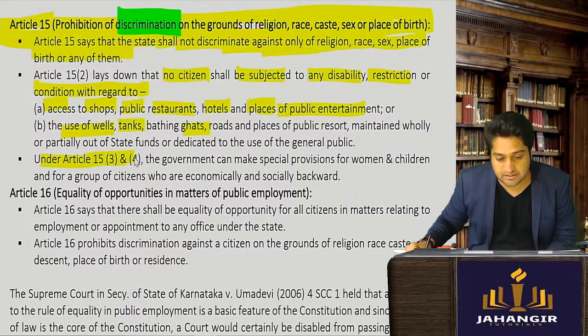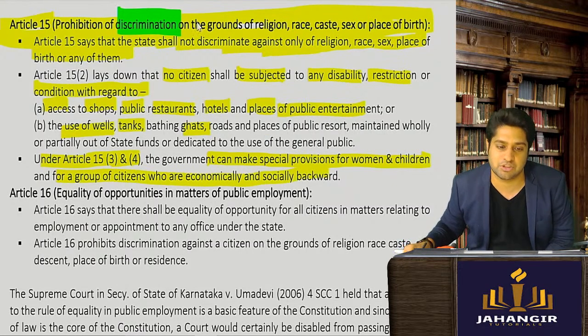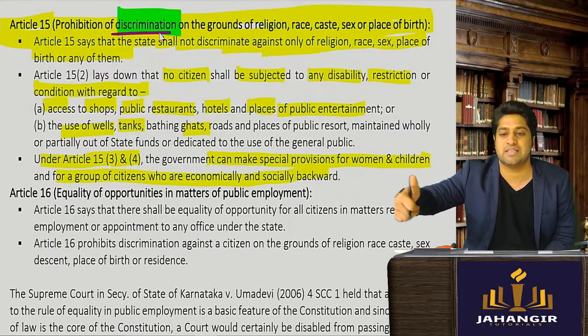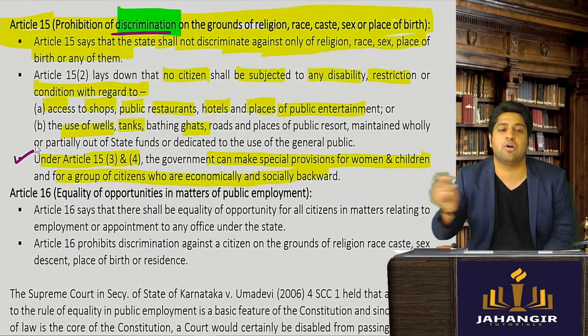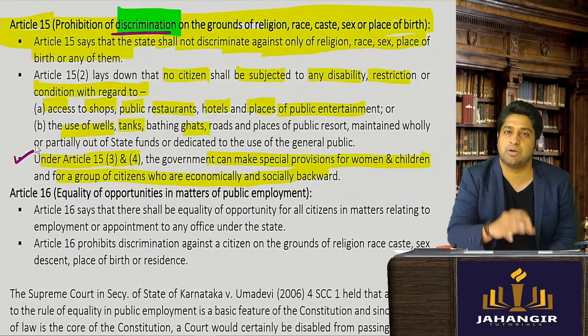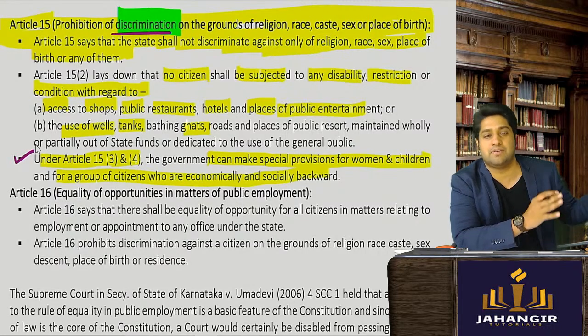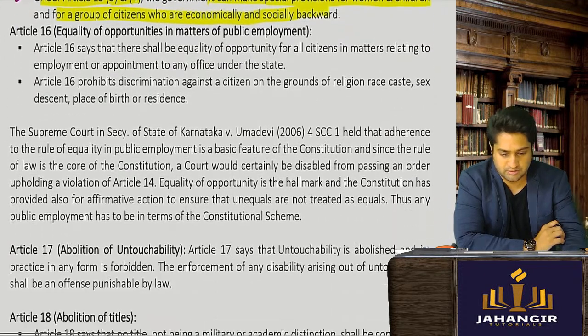Article 15(3) and (4) says that the government can make special provision for women and children and for economically backward classes. So when I say discrimination is not allowed, okay, but to favor the SC, ST, women, economically backward classes, that is allowed. So that will not amount to discrimination because we are giving favors to them because they were little disadvantaged. So it's a reasonable classification.